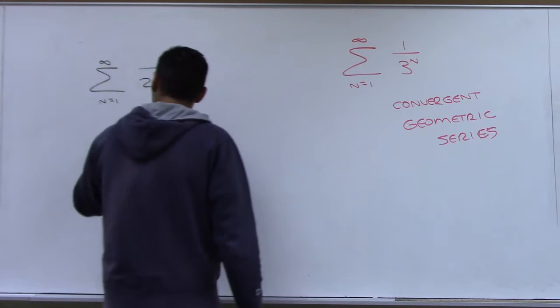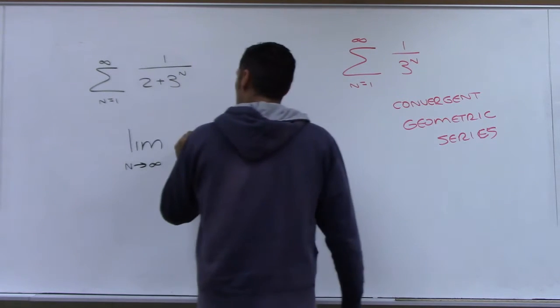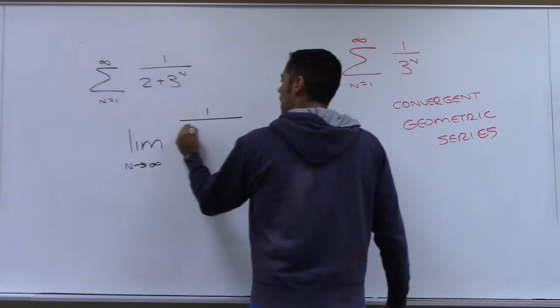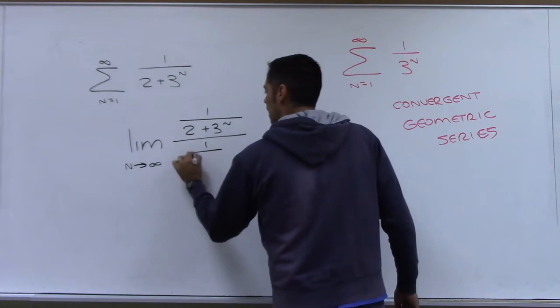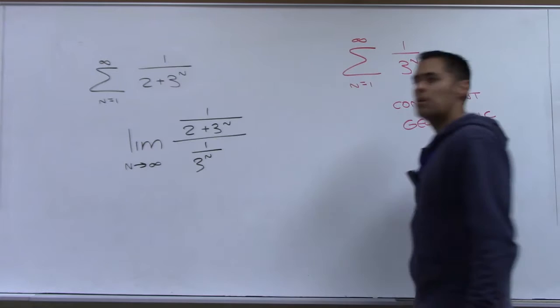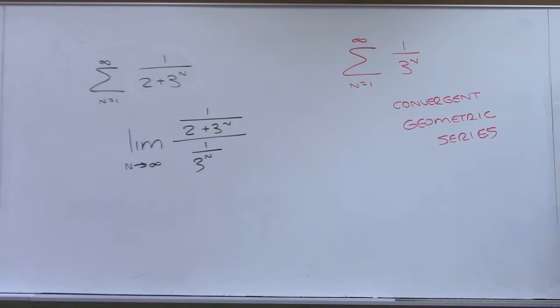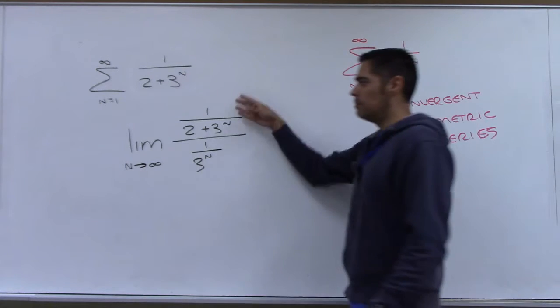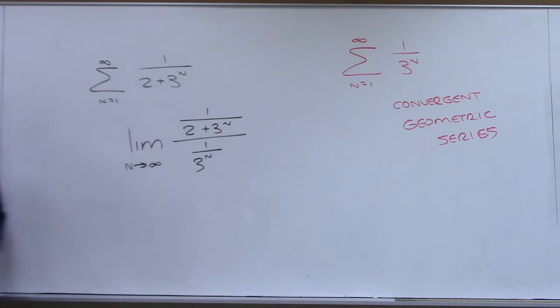So I'm going to set up the limit as n goes to infinity of a sub n over b sub n. Everyone clear on where those two pieces came from? Right? If you get it backwards, it's not going to work. Okay? It has to be the a sub n over the b sub n.